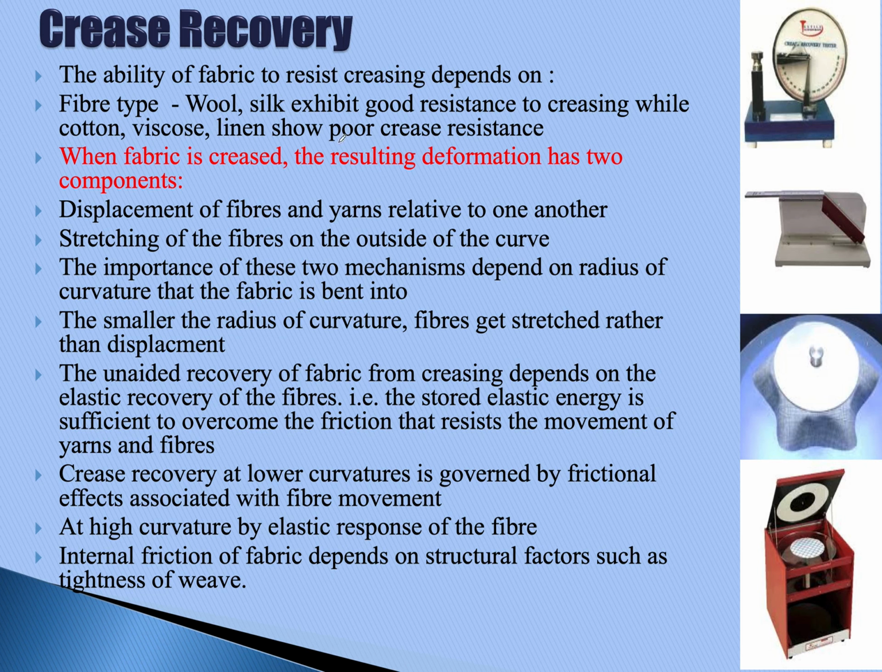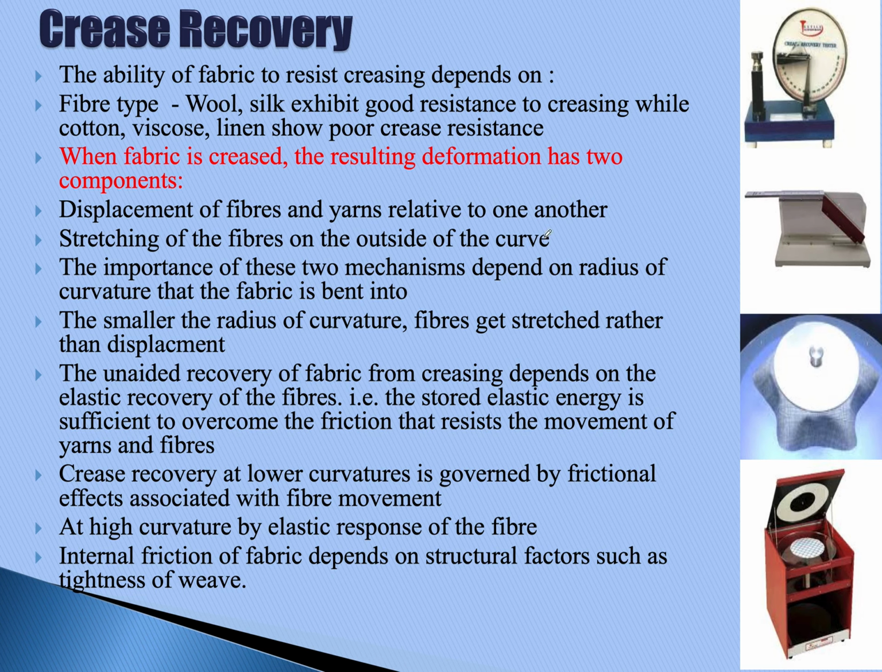Some of the fibers, like wool and silk, exhibit good resistance to creasing, that is, they have the ability to recover back from that creased position, while there are other fabric types made from fibers like cotton, viscose, linen, which show poor crease resistance. So when the fabric is creased, what are the mechanisms involved? How does this creasing occur? Basically the resulting deformation has two components. What are those two components?